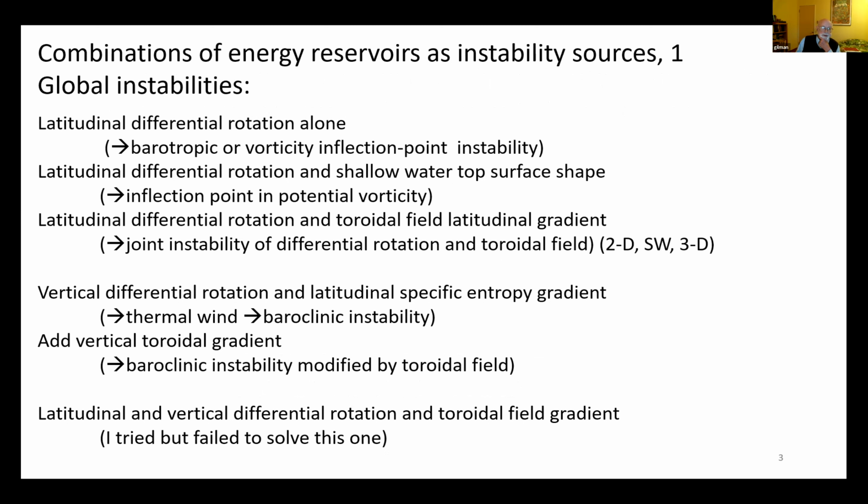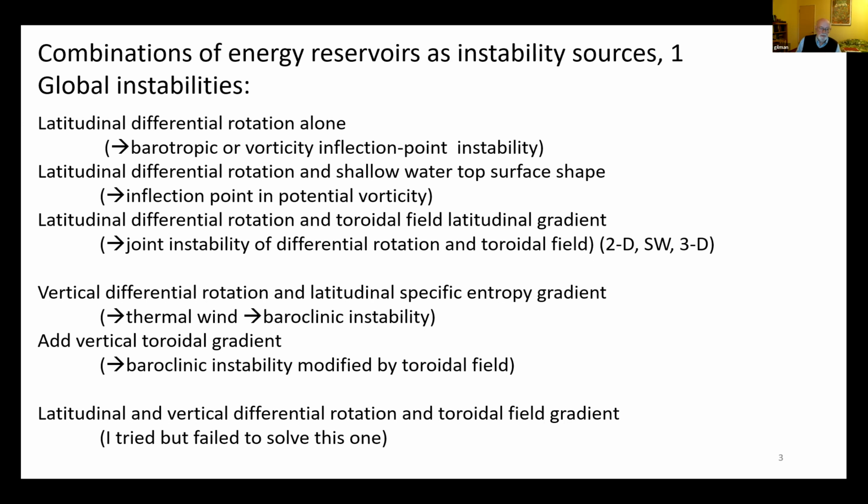So, in terms of known instabilities, latitudinal differential rotation alone gives you what the meteorologists call barotropic or vorticity inflection point instability. If you make it into a shallow water model where gravity comes in, then you get inflection point instability, but of the potential vorticity, which is the ordinary vorticity divided by the thickness. Then if you go to latitudinal differential rotation and latitudinal toroidal field gradient, you can get joint instability of the differential rotation and the toroidal field. And I'll spend a fair amount of time on that one.